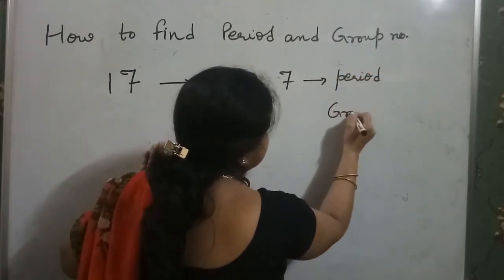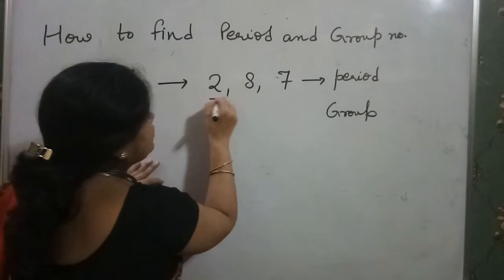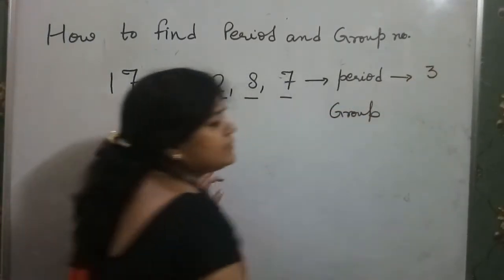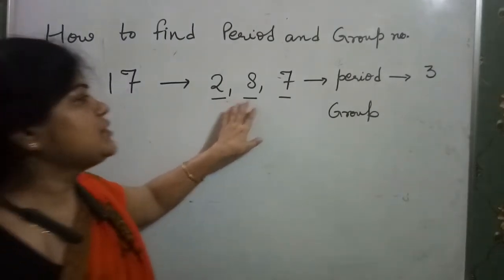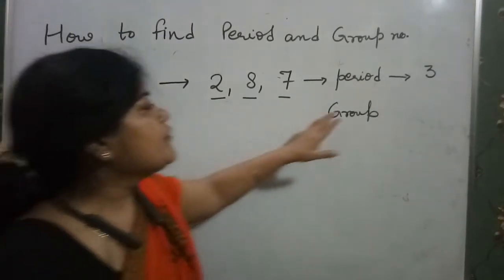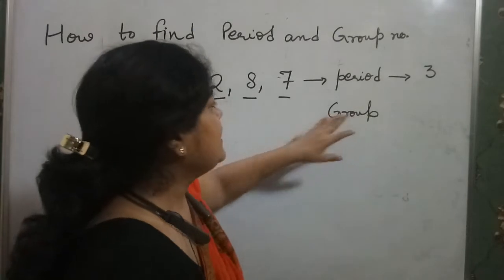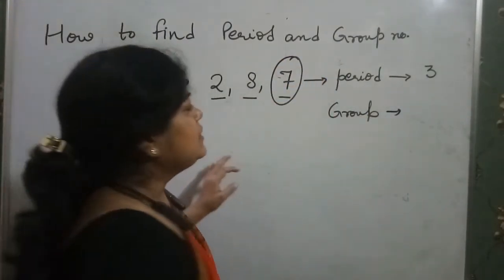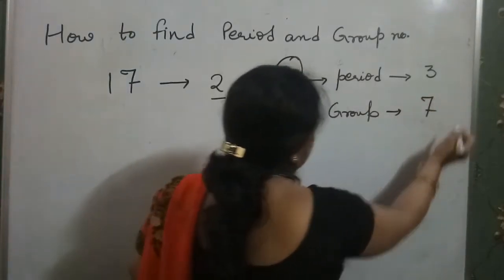Period and group. So just count: 1, 2, 3. So the number of periods is 3. That means there are 3 shells which are formed in this case. So we have period number 3, and the group is the number of electrons in the last shell. So here the group is 7.